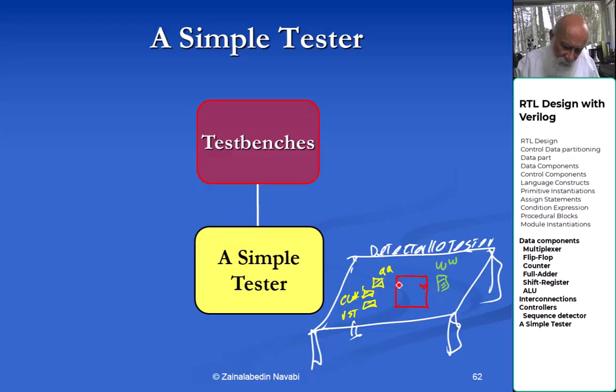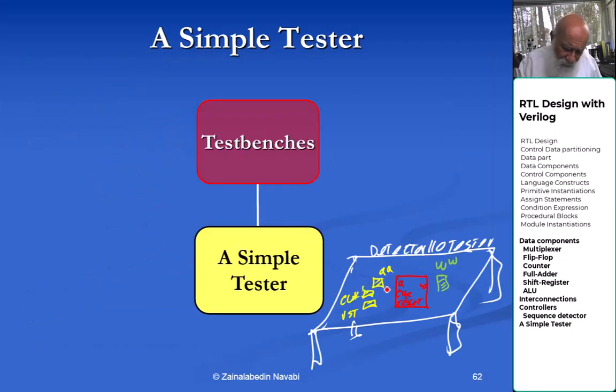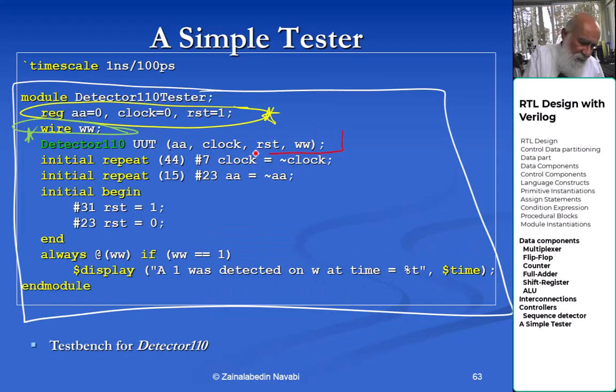A, CLK, reset, and W. Okay, I bring in my box, the circuit that I'm testing, that happens to be detector 110, and then I have to connect the ports of it to the input function generators, maybe. So I connect this to this, this to this, this to this, and this to this. Therefore, what I have achieved by instantiating this is this box over here.